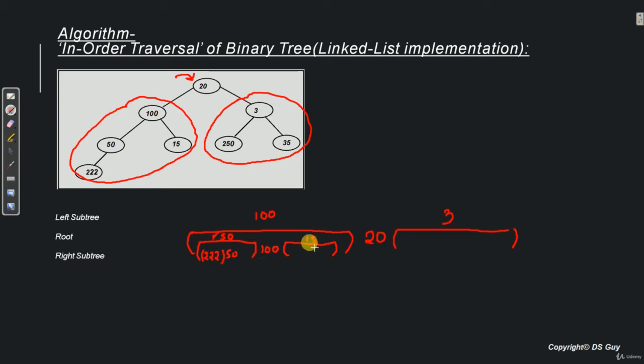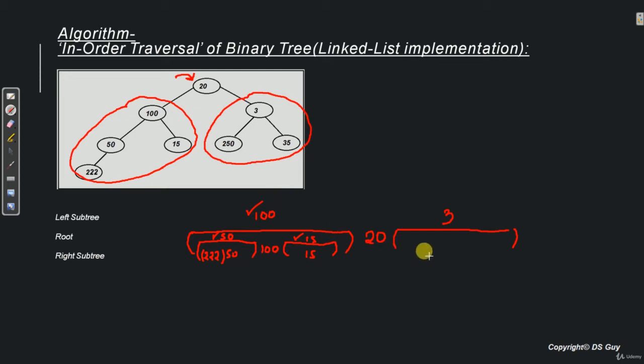Now we'll come to this subtree having root at 15. Now at 15 we don't have left or right. So we'll only put the root. So we put 15. So this is done. So now 50 is done, 15 is done, 100 is done. So this subtree rooted at 100 is done.